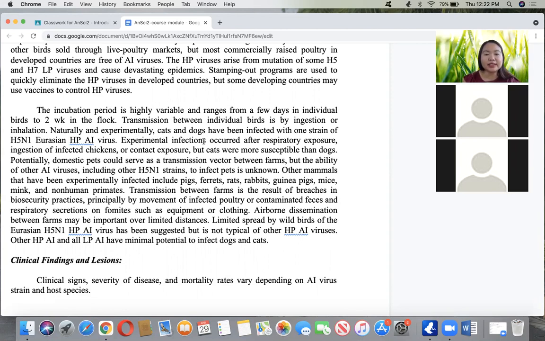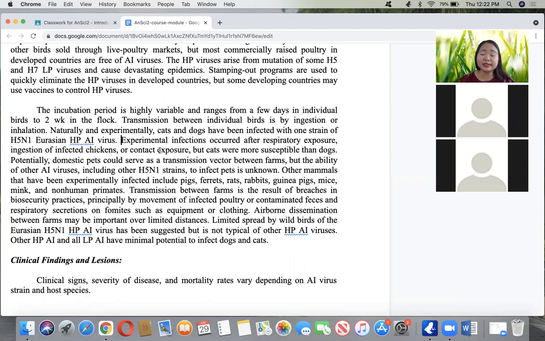And cats and dogs also can be infected with one strain. Pwede rin from one species to another, but not so much from person to animals. Hindi masyadong ganon. Although there has been transmission from animals to humans, it is really very rare.